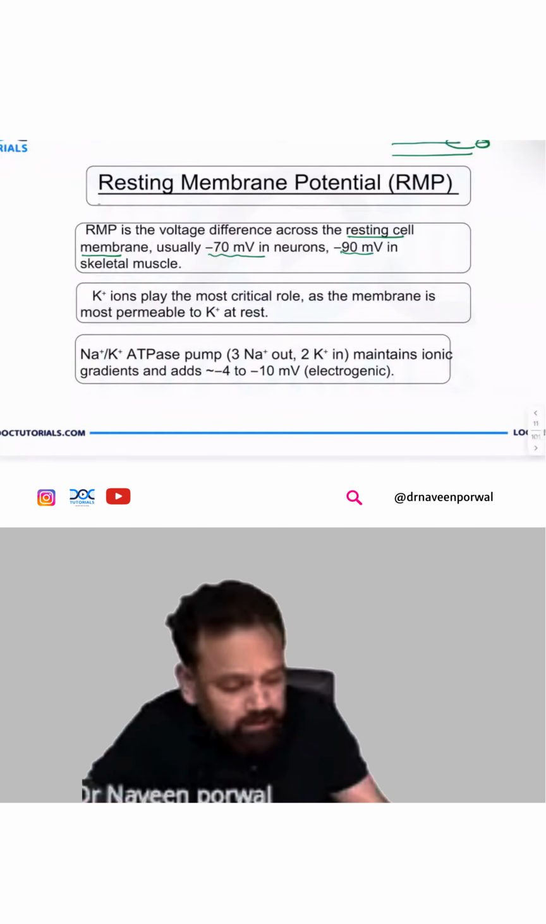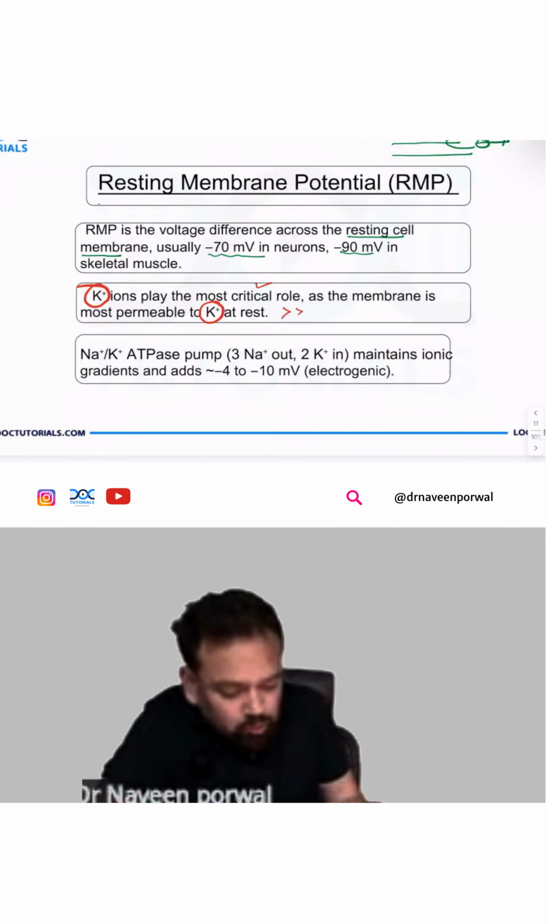And this is due to which ion? Potassium, potassium, and potassium. Please don't forget this. Hyperkalemia and hypokalemia are dangerous. Why? RMP is due to potassium. It plays the most critical role, as the membrane is most permeable to potassium, not to sodium.